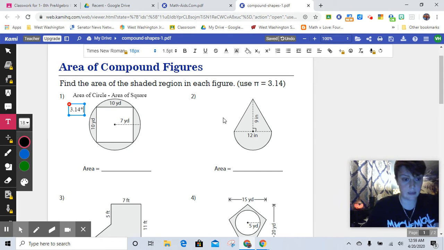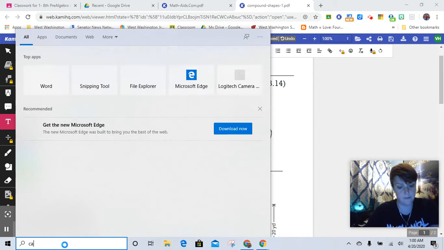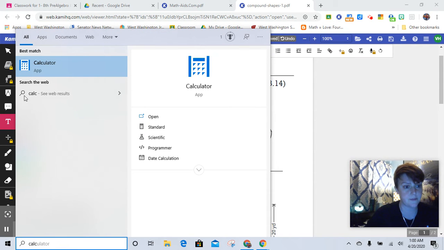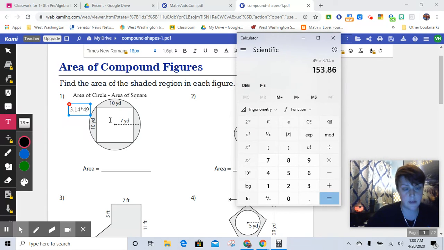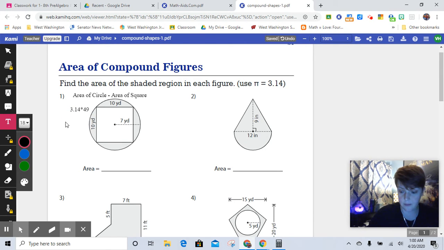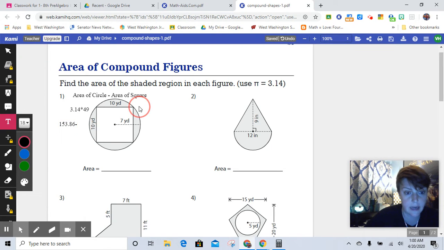The area of the circle then is going to be 3.14 times 7 squared, and 7 squared is 49. So 49 times pi is, dang, calculator. Okay, 49 times 3.14 is 153.86. And then we are going to subtract the area of the square.